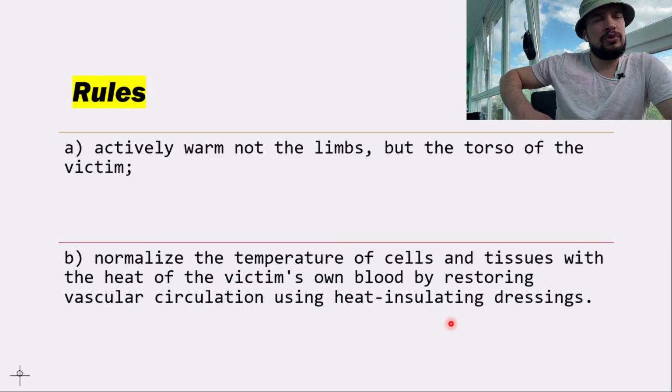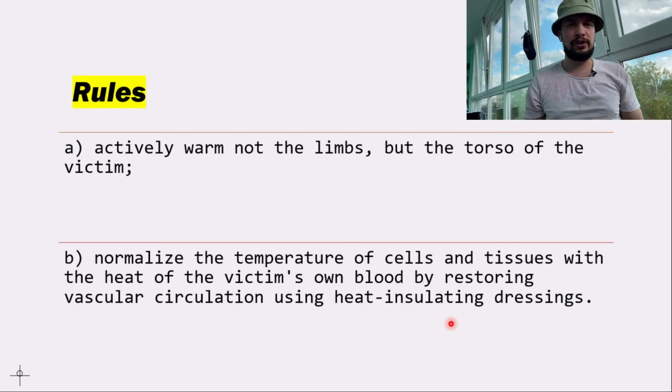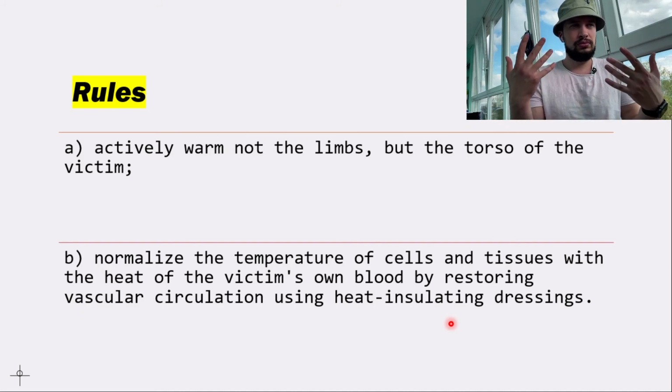And some rules what you need know at 100%. When helping patients with all types of cold injuries, it's necessary to adhere to the following rules. First rule: actively warm not the limbs, but the torso of the victim, not limbs. Because if you warm torso, you always will warm more blood, and this blood will go to limbs.